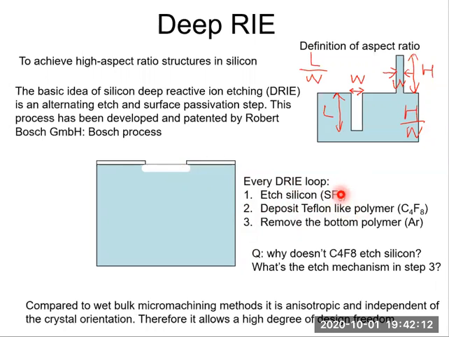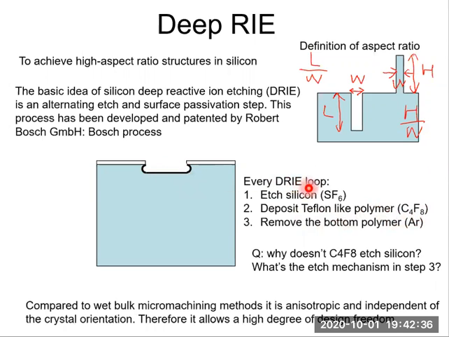The etching species is fluorine, fluorine atoms. And the second step, deposit Teflon-like polymer using C4F8 plasma. Again, it's based on plasma, but now it's deposition.